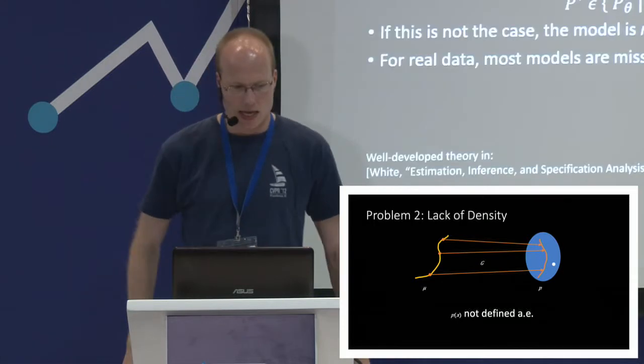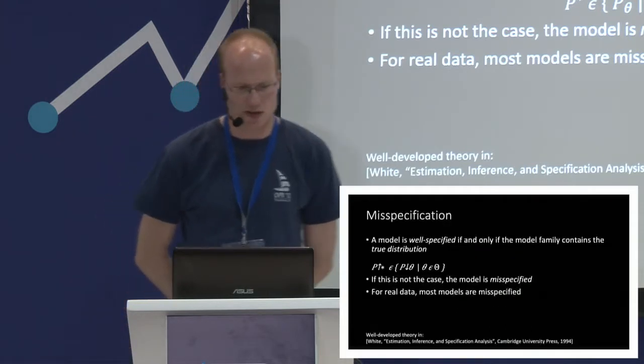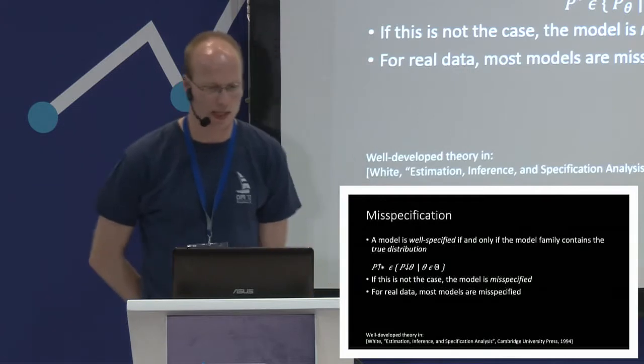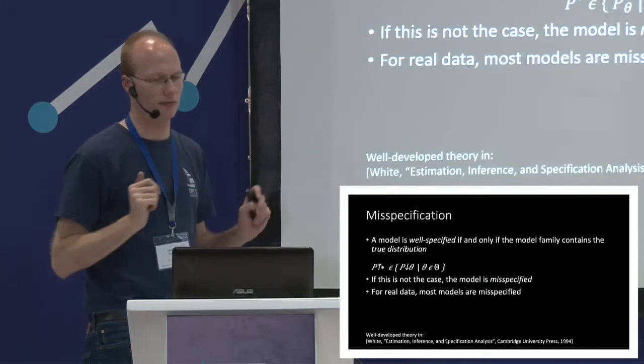Let me talk about misspecification. This is a concept which is often used in statistics. You say your model is well specified if there exists a parameter vector so that the model indexed by this parameter vector is the true distribution.